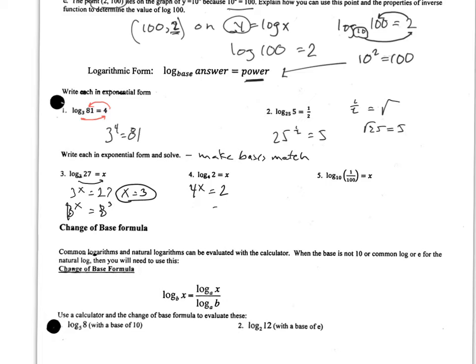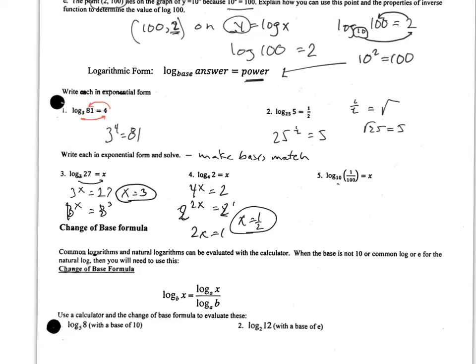4 to the x equals 2. Now you can't change 2. 2 is to the first power. So it doesn't matter which side you change. Sometimes you have to change both sides. 4 is really 2 squared, but there's still an x there. So again, we ignore the bases. This comes down: 2x equals 1. So we get x equals 1/2.